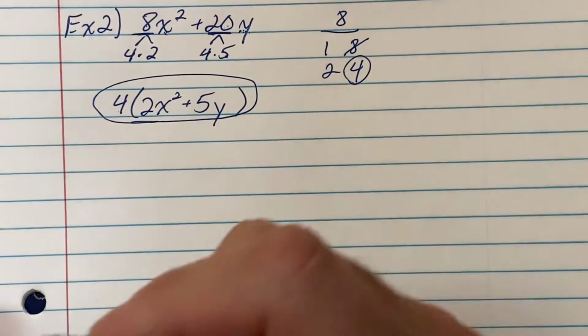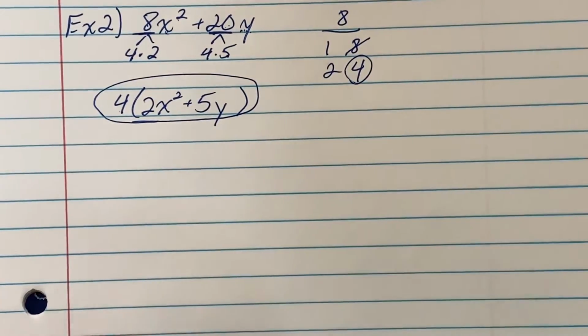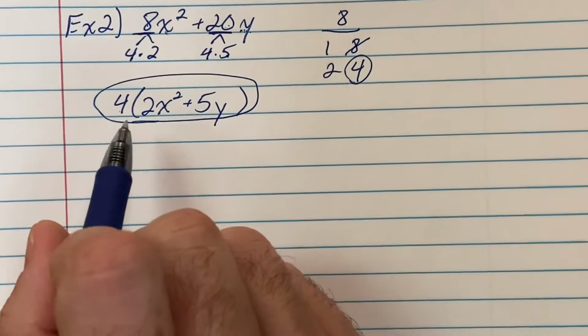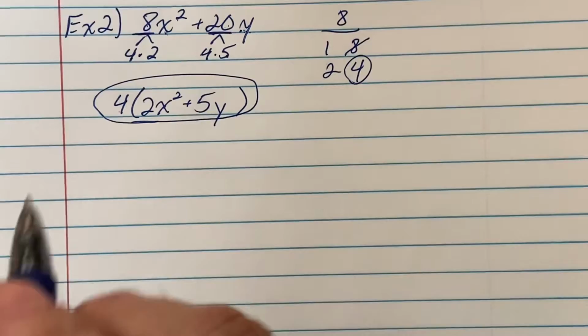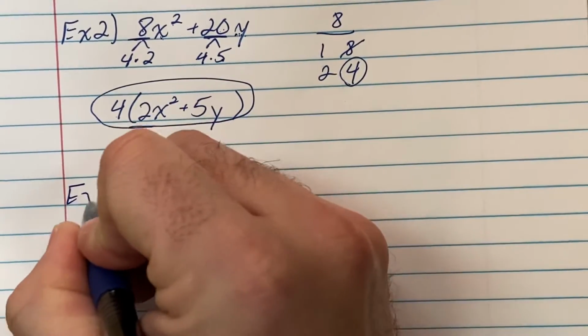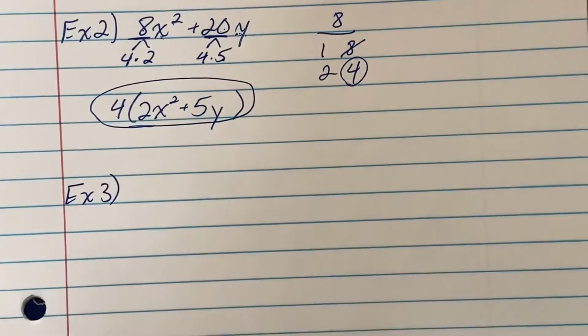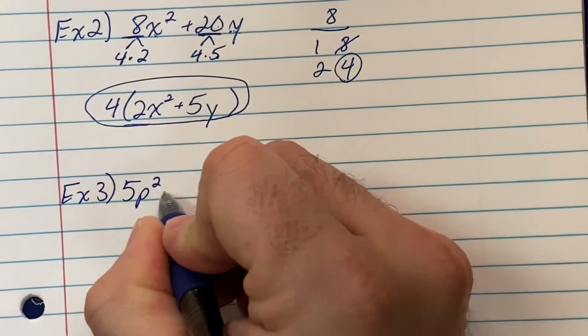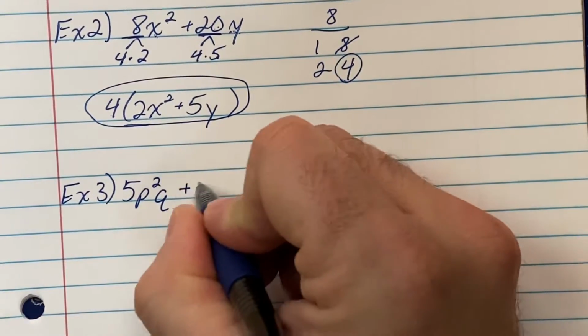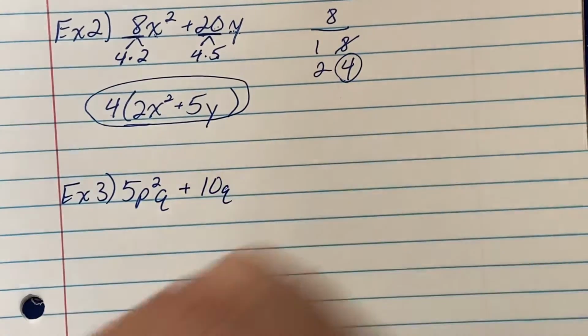All right, Mr. Fullerton, you've given us all these great examples of factoring out if it's just a number. But Mr. Fullerton, what if I got some variables that are the same? Good question. Let's look at example 3. Example 3, we have 5p squared q plus 10q.